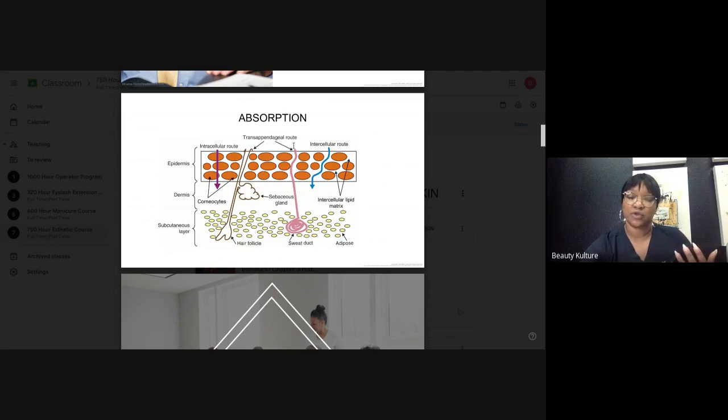That just means that if we absorb items through the skin through this route, we are absorbing things through either our sebaceous gland, which is that oil gland, or our sudoriferous gland, which is the sweat gland. And then the last way that we can absorb products and ingredients through the skin is through the intercellular route. As you can see, that blue line is penetrating the skin, but it's going around the cells. Those are the three routes of absorption, three different ways that we can absorb products and ingredients into our skin.